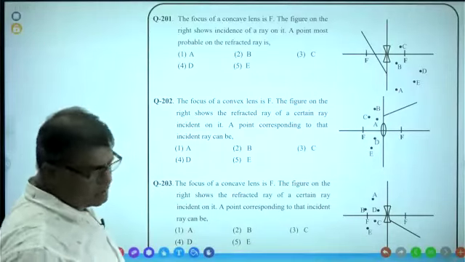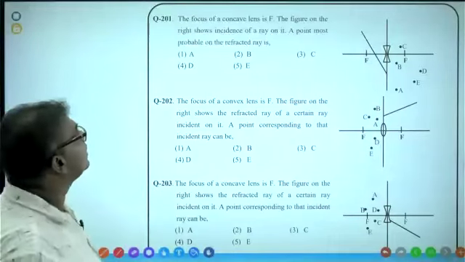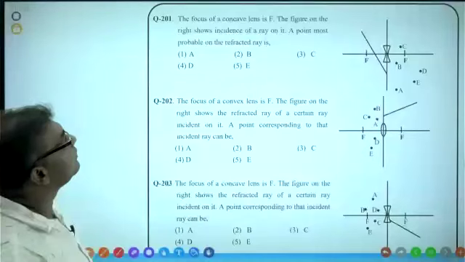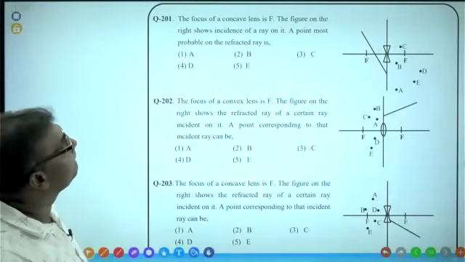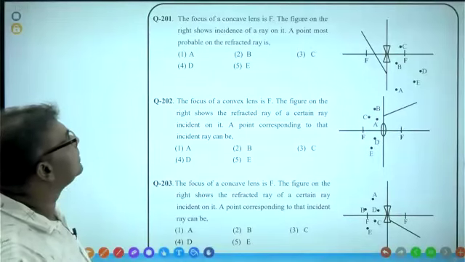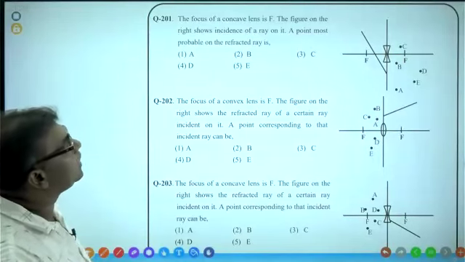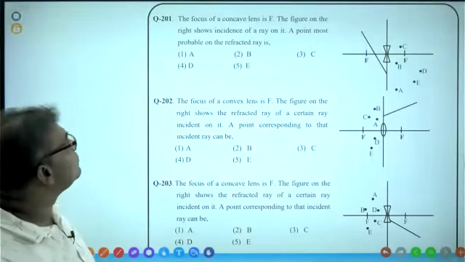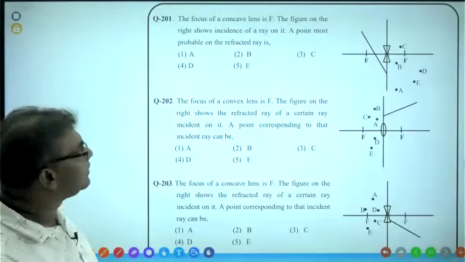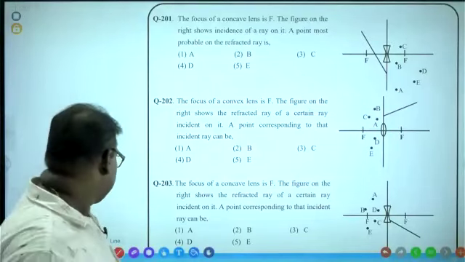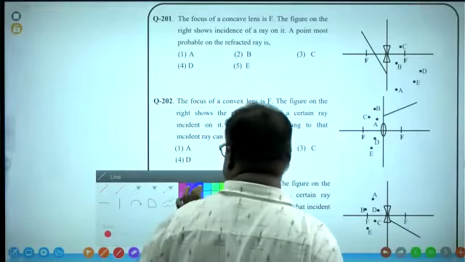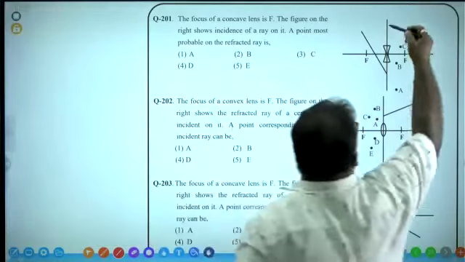Right, next one, number 201. The focus of the concave lens is F. The figure on the right shows the incident of the light ray on it. Which point is most probable on the refracted ray? Same process, no?